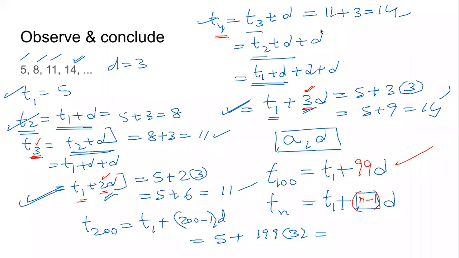Pay attention to the screen. So we have 5 plus 199 into 3, which is 597. So this becomes 602. It is not 592. It is not 612. It is 602. Look, we did not have to add 601 times. Only one multiplication and only one addition, and we have the answer.